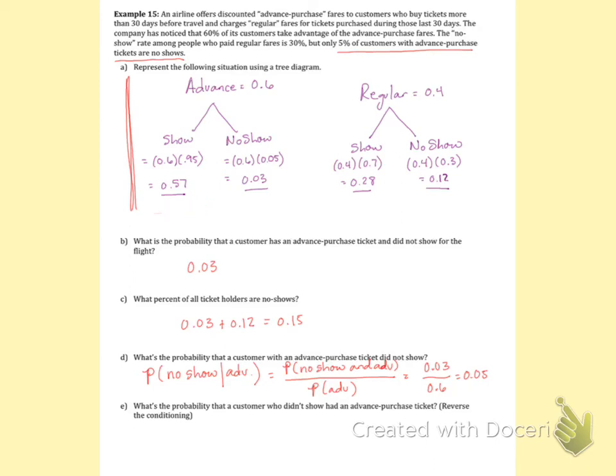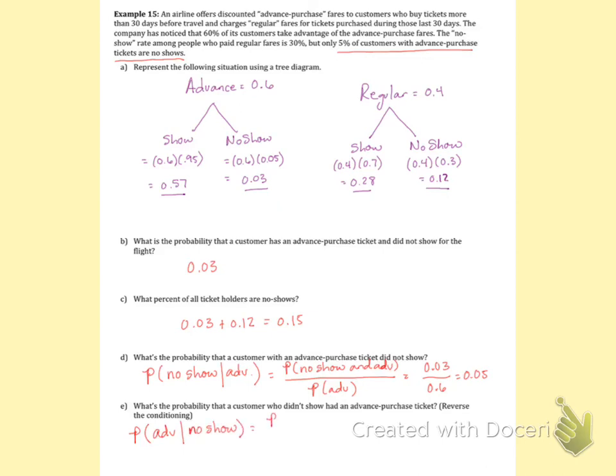Part E says, what's the probability that a customer who didn't show had an advance purchase ticket? Now this is a reverse the conditioning type of problem. And the reason they call it that is because our tree diagram isn't set up to look at show versus no show. It's looking at advanced versus regular priced fares. So this is a conditional probability. We're looking for the probability that they purchased an advanced ticket given that they were a no-show.